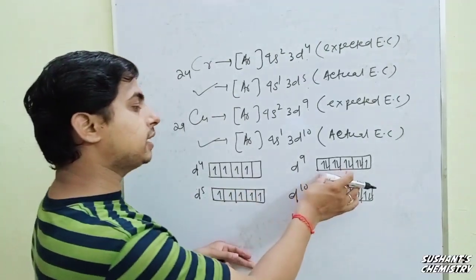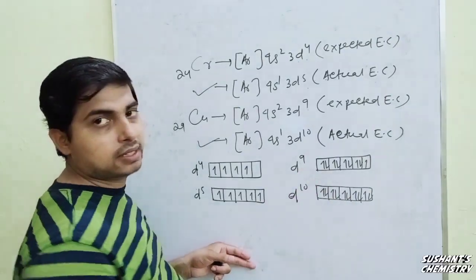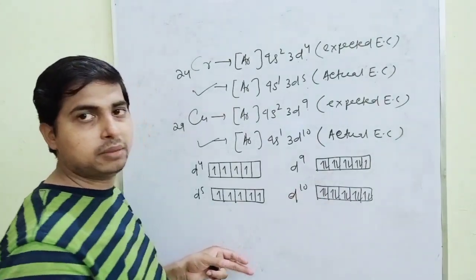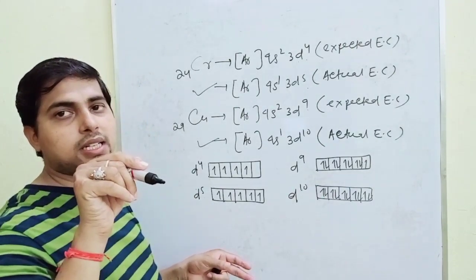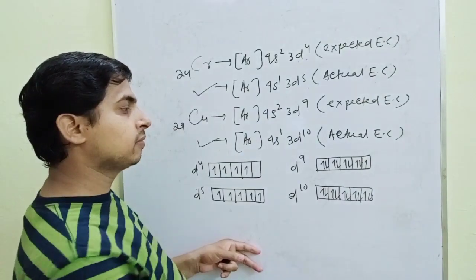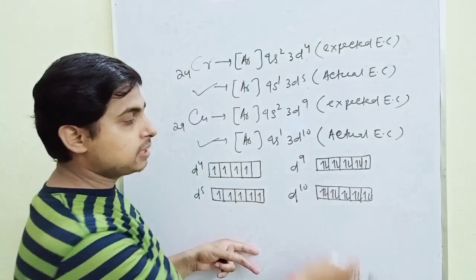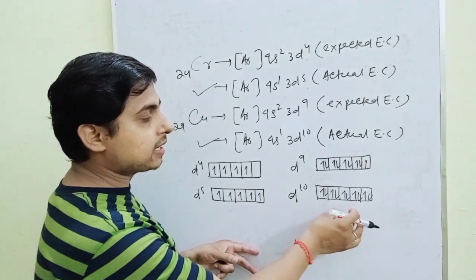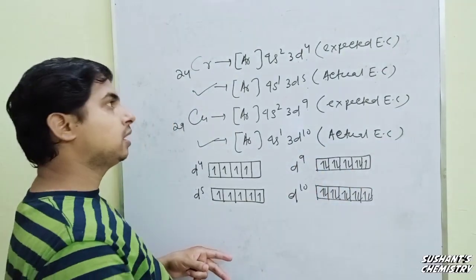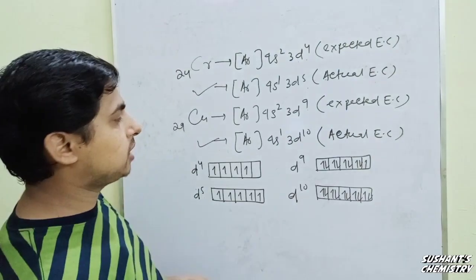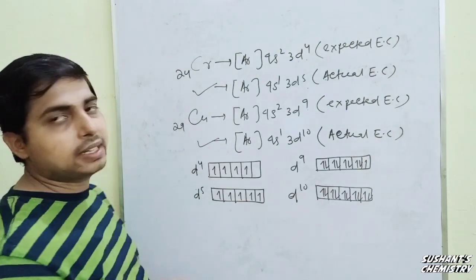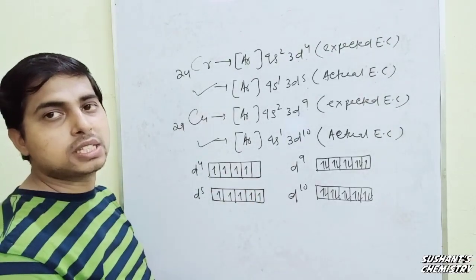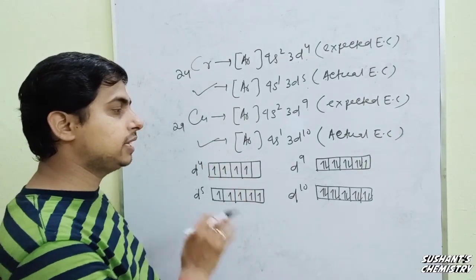Similarly, D9 and D10. D10 is symmetrical because each orbital contains two electrons with opposite spins. It is symmetrical and fully filled. Fully filled means each orbital contains exactly two electrons with opposite spins. D9 is less than fully filled, unsymmetrical, less stable, high energy. Therefore, according to the symmetry concept, D5 and D10 configurations are more stable than D4 and D9 configurations due to symmetrical distribution of electrons in orbitals.